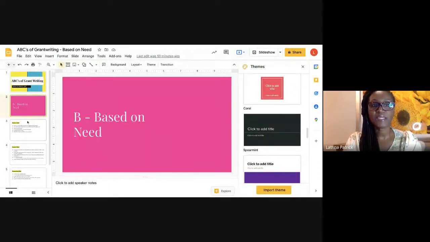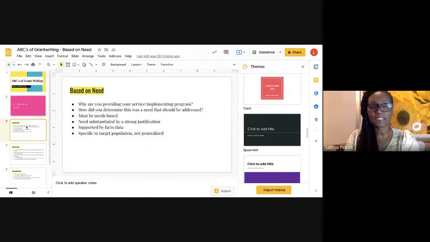So it should be based on the need. And what that means is you need to consider why you are providing your services and implementing your particular programs. What is it that brought you to the conclusion that you needed to address this particular need? How did you determine that this was a need in your specific community? And it must be needs based.